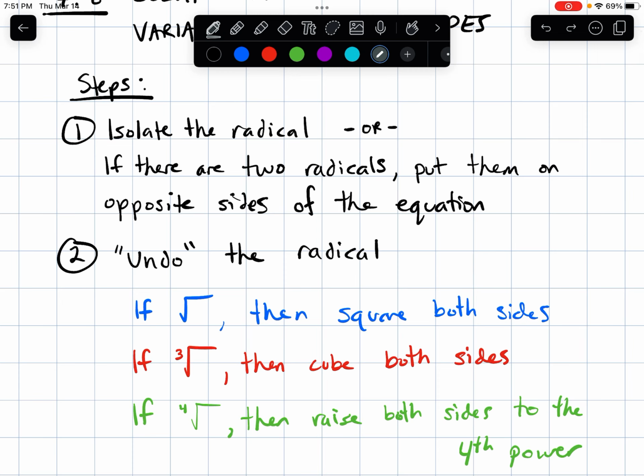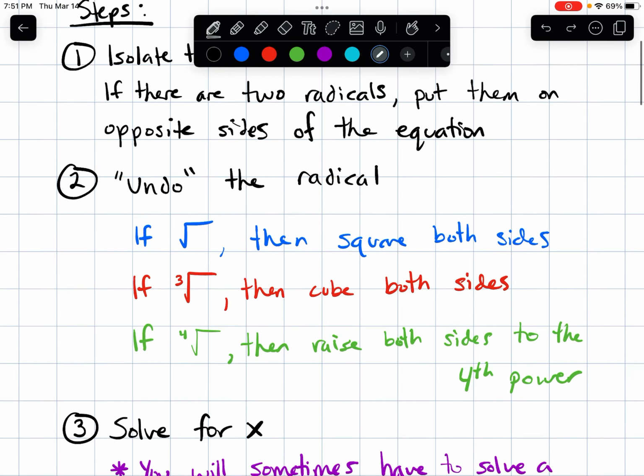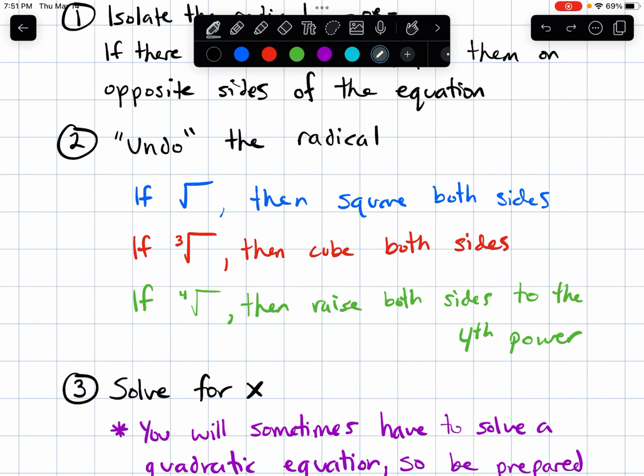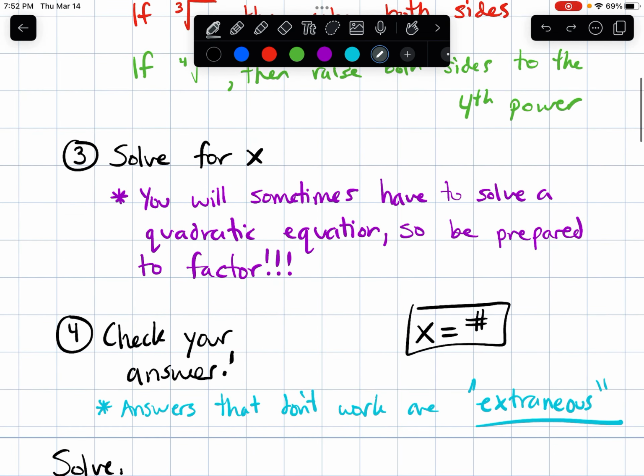Now in some of these, you might notice two radicals, okay? If this is the case, then you want to put them on opposite sides of the equation, all right? Once you've done that, you're going to do the same step of undoing the radical, right? Use inverse operations. So if you see a square root, then you want to square both sides. If you see a cube root, then you want to cube both sides. And if you see the fourth root, then you want to raise both sides to the fourth power, right? Inverse operations. You're then going to solve for x like normal.